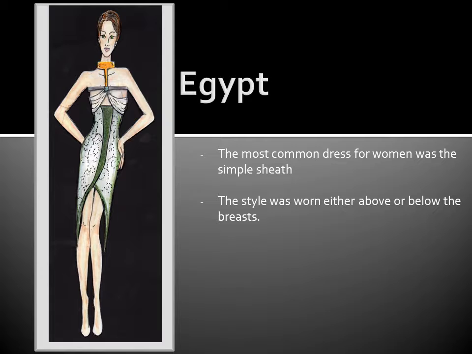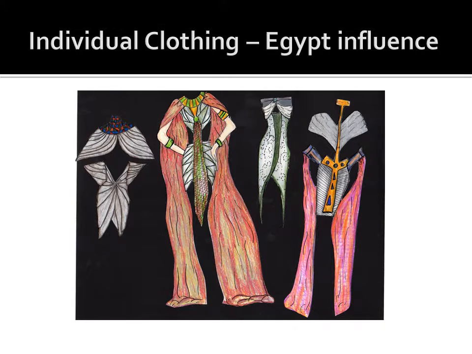The most common dress for women was a simple sheath. A rectangular piece of cloth was folded to make a tube. This style was worn either above or below the breasts. In this costume, you can see this sheath has been placed below the breasts, and the breasts have been covered in the sheer linen material and decorated with accessories, as was common with Egyptian women of that era. Here you can see the individual clothing items presented in the previous slides for the Egyptian time period.